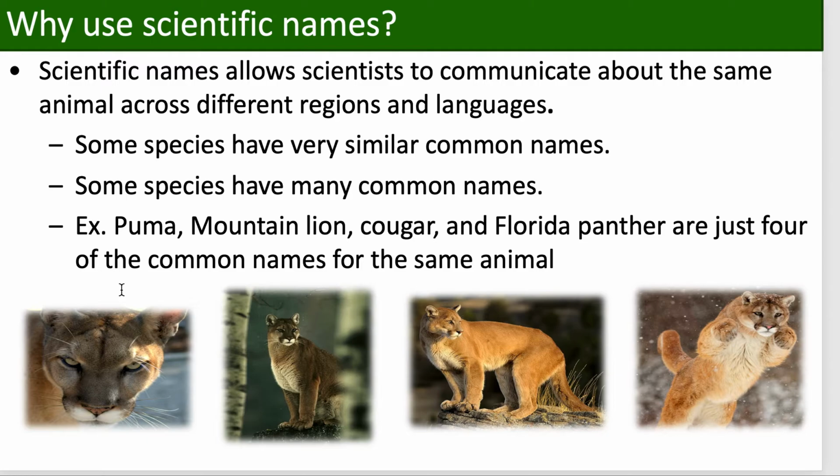Some species may have very similar common names, so one scientist thinks they're talking about one species, and another thinks you're referring to another, and they're thinking about two completely separate animals. On the opposite end, some species have a lot of common names. For example, puma, mountain lion, cougar, and Florida panther are just 4 of the common names for the same animal. All of these 4 pictures are of the same animal, and all of those are nicknames for it. With the scientific name, you immediately know which animal you're talking about, and we're all on the same page.